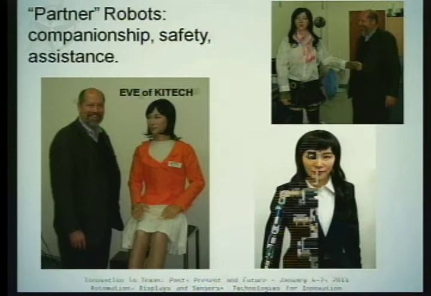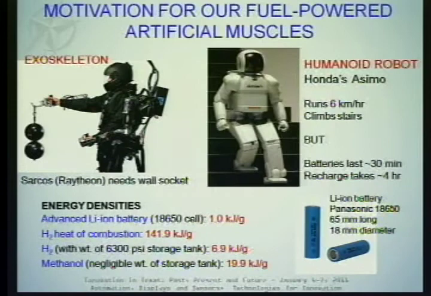Another problem is that humanoid robots, as they're presently deployed, have a major limitation: if they act athletically, they have to be recharged in a very short time. For example, Honda's Asimo robot can climb stairs, stand up if it falls, even play soccer. But if it acts athletically, its batteries last only about 30 minutes. Raytheon's exoskeleton, if you notice the tail coming out of the soldier, is plugged into a wall socket or a hydraulic line.